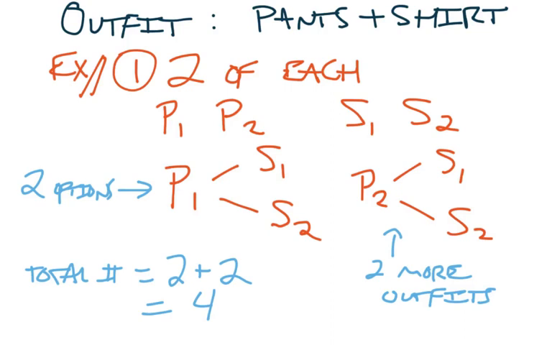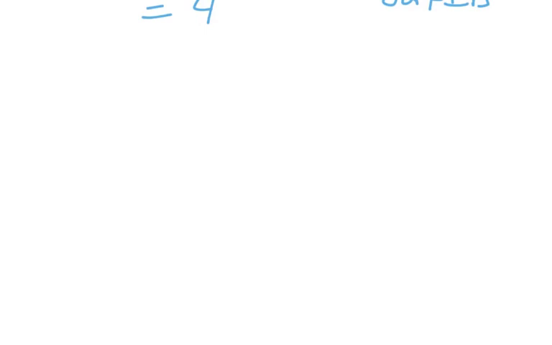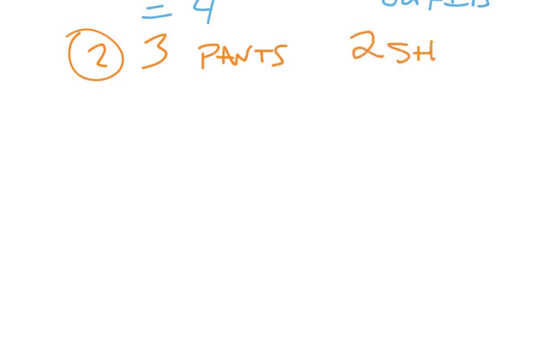Or it could be 2 times 2 gives you 4. All right, so right now we have really 2 possibilities for what the pattern could be. You could either add everything together, or maybe you're multiplying things together to figure out how many total options you have. So, to figure out which one it is, let's do another example. So example 2. Let's say we have maybe 3 pairs of pants and 2 shirts.